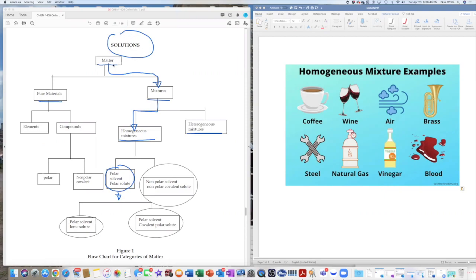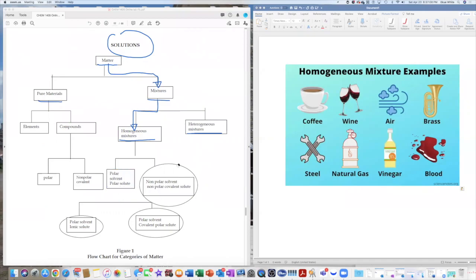Okay, we're talking about solutions right here, right? So even though matter is categorized mainly into pure materials and mixtures, my focus will be on the mixture component. In looking at mixtures, we have two main types: the homogeneous mixture and the heterogeneous mixture. Once again, my focus is the homogeneous mixture because the homogeneous mixture makes up a solution. Now we're caught up.